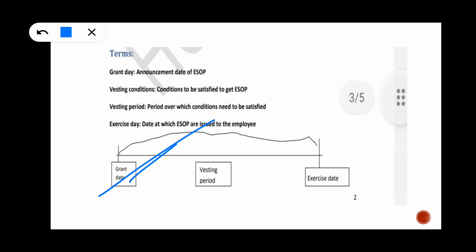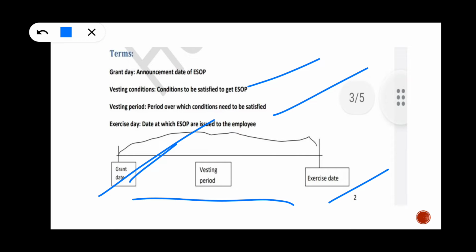And the 3-year period is known as vesting period. And the condition is need to be in the company. This is nothing but vesting condition. And after 3 years, the employees can exercise their option, that is exercise date. So grant date is nothing but announcement date of ESOP. And vesting condition means condition need to be satisfied to get the ESOP. And vesting period means the period over which vesting condition needs to be satisfied.